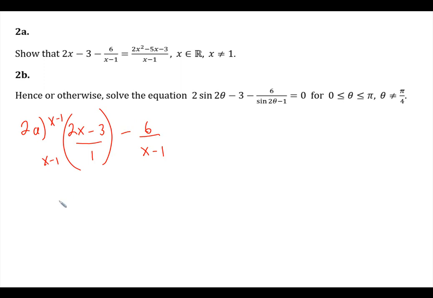So basically that's going to give me 2x squared minus 3x minus 2x plus 3 minus 6. If I simplify all this, I'm going to end up with 2x squared minus 5x minus 3 all over the common denominator x minus 1. So basically I've shown this right here. This would be what you need to show for part A.